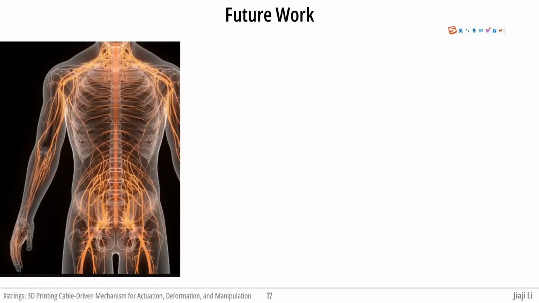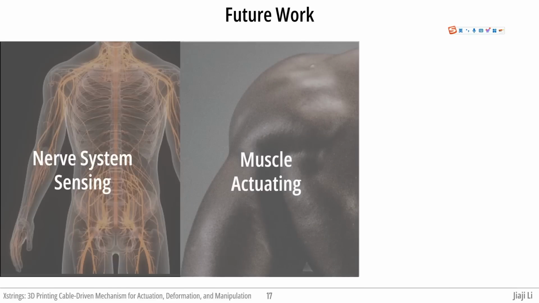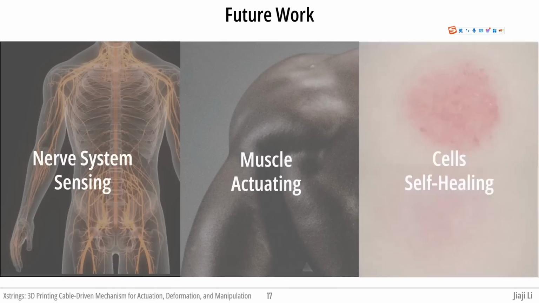In future, there are still thousands of mechanisms that could be 3D printed. We could 3D print conductive material as a nerve system in 3D prints for sensing, and we can also print shrinkable materials as muscles for actuating. And there are also possibilities of printing self-healing mechanisms just like our cells.